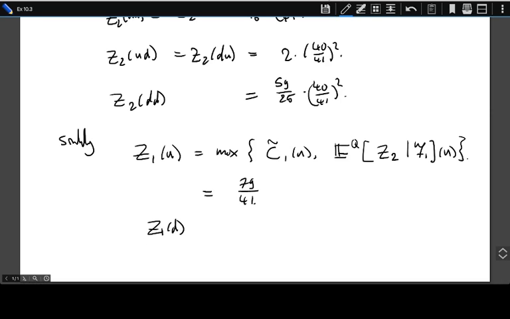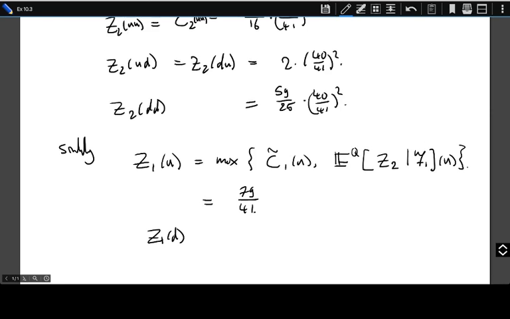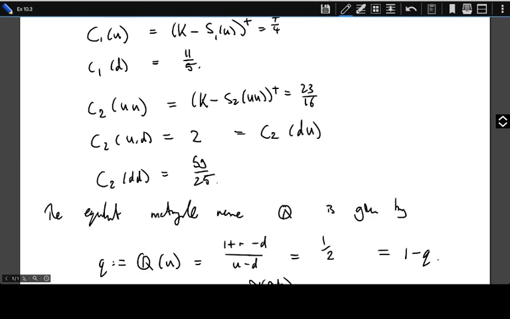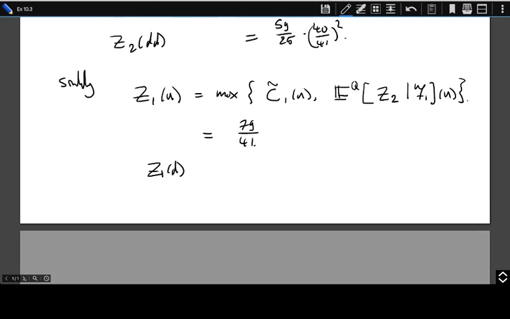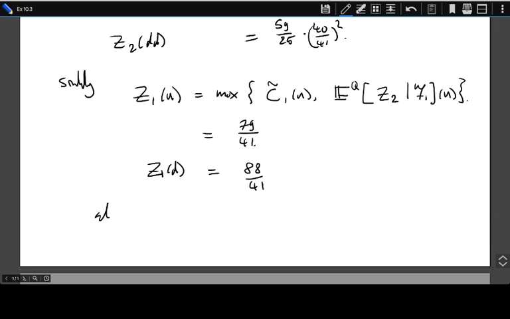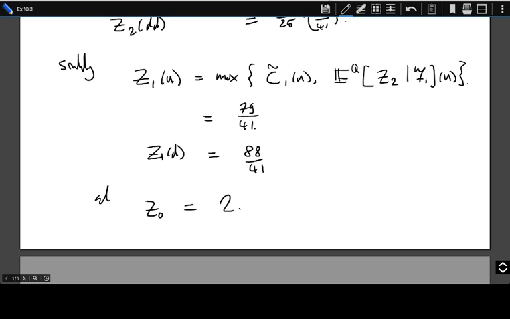This is just calculating the conditional expectation given what we know already of the equivalent martingale measure and comparing that to the value of the discounted option. Value of going down is 88 over 41, and doing the same thing but this time at time 0, which of course is not a random variable, will give us a value of 2. Just exactly the same process once again.